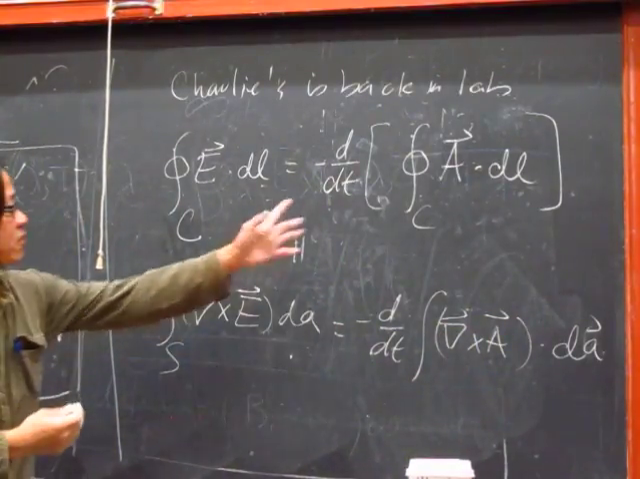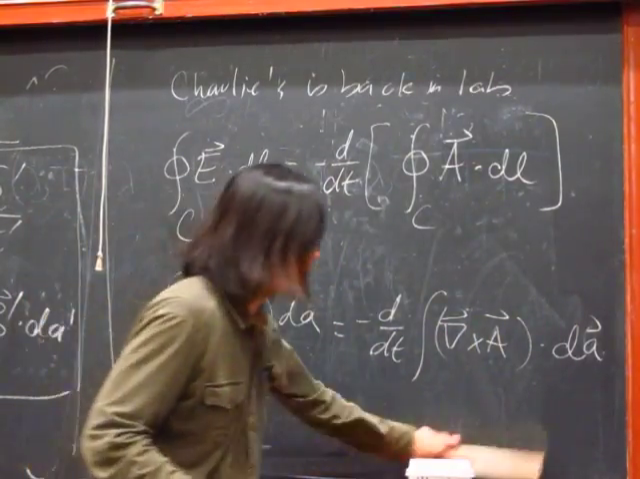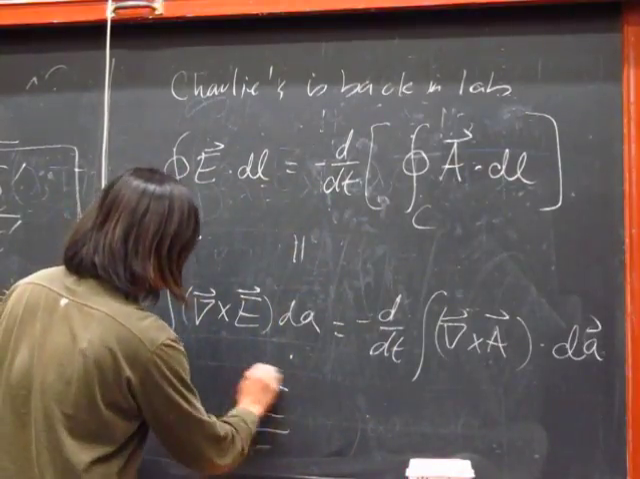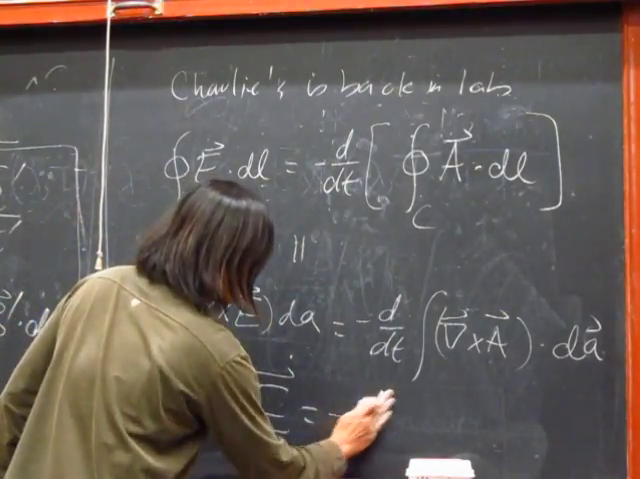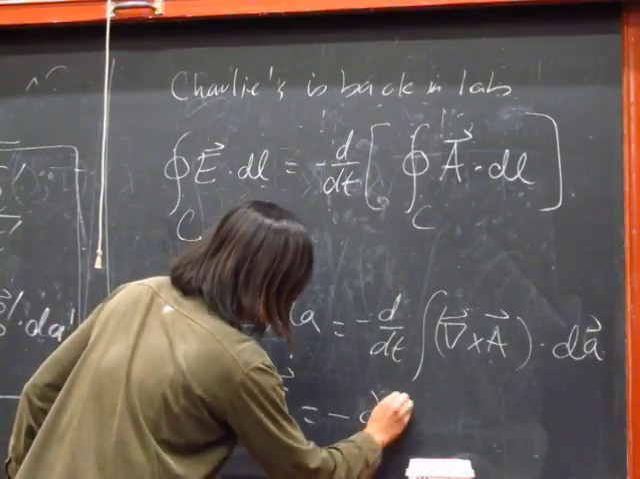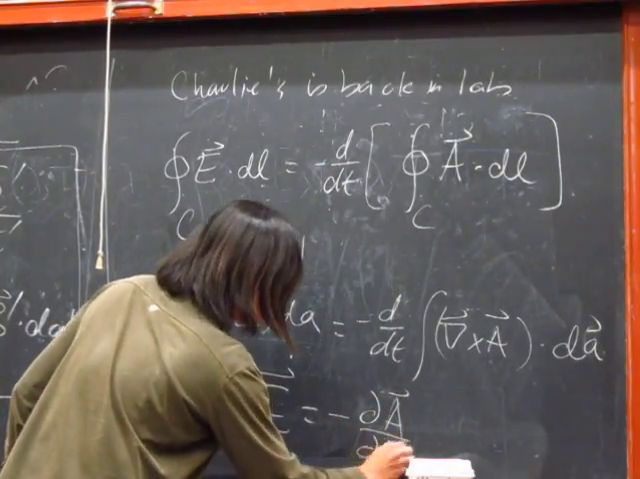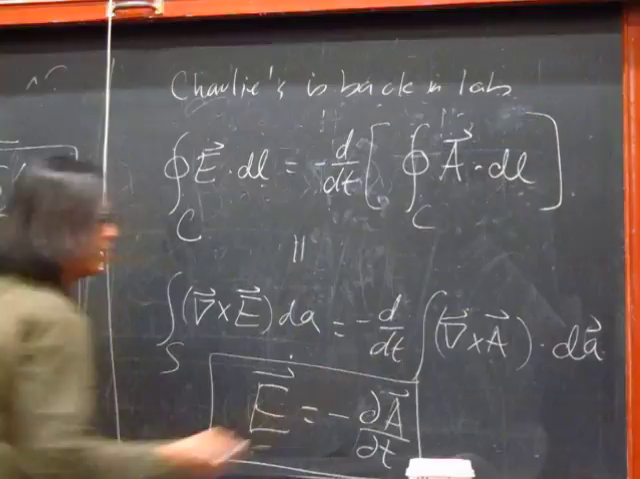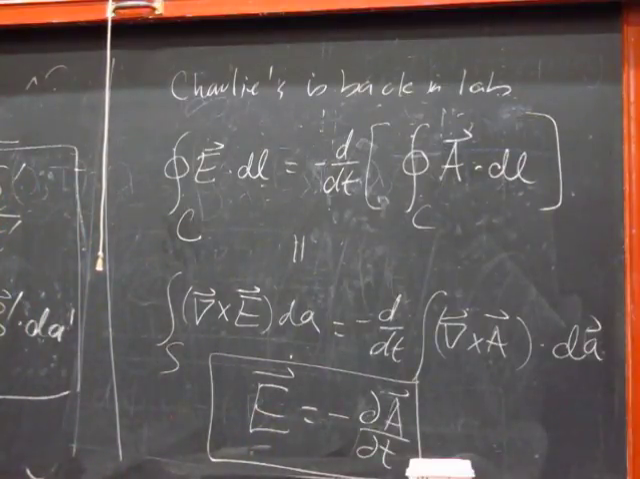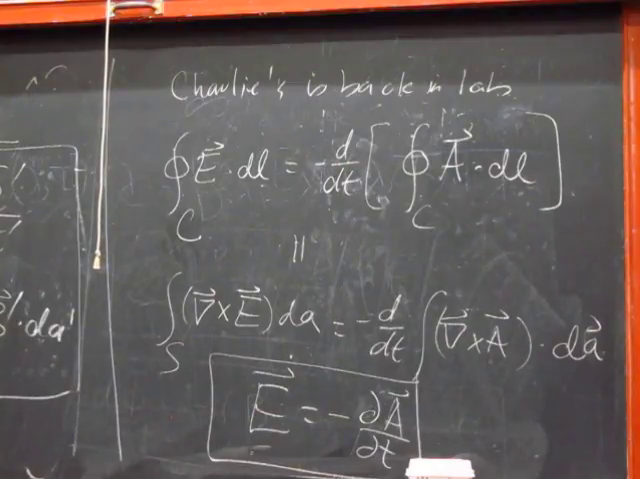So if you look at the form of this equation, you can conjecture that maybe you can actually write E as minus the derivative of A with respect to t.